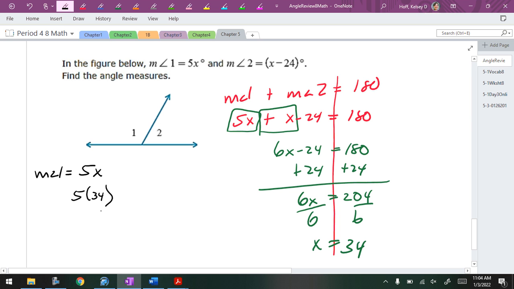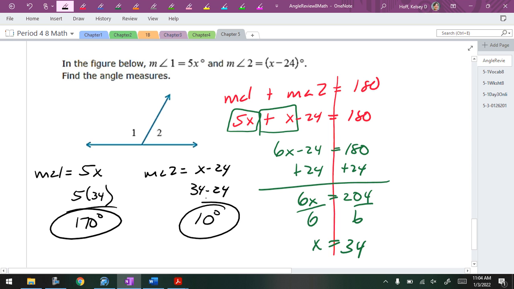5 times 34 is 170. The measure of angle 2 is x minus 24. What is x again? So 34 minus 24 is 10. Now hold on a second. Kayleigh Ann told us we could double check our last problem. We added them together and we got 90 and we were right. We add these together, they don't get 90. It should be 180 because they form a straight angle or a straight line.